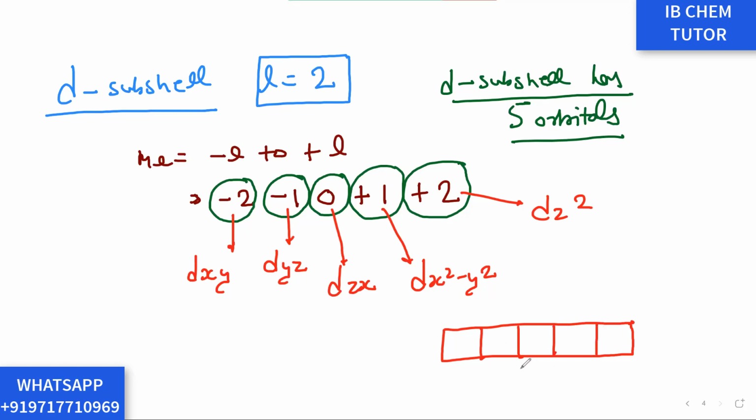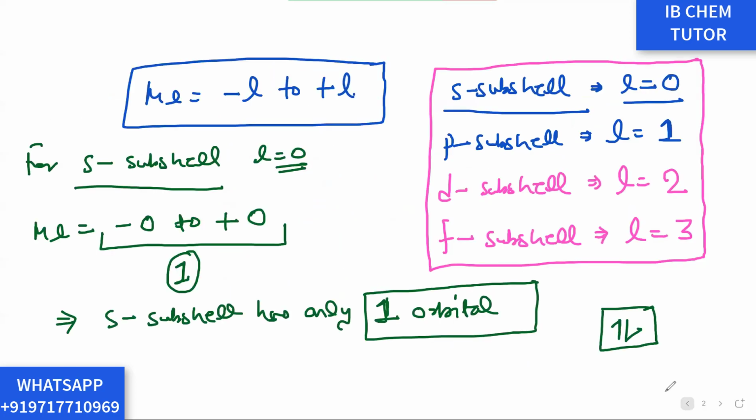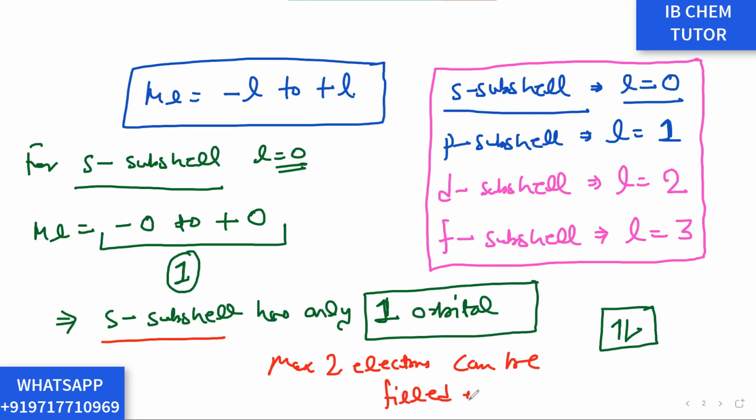Okay. Before going further, let me tell you one more thing. Now if you see, this S subshell has only one orbital. So how many electrons can it have maximum? Maximum 2 electrons can be filled in S subshell, because S subshell has only one orbital and one orbital can have maximum of 2 electrons.